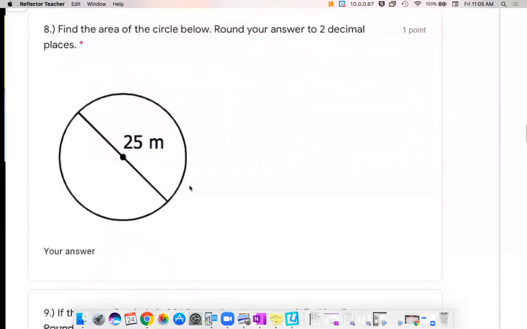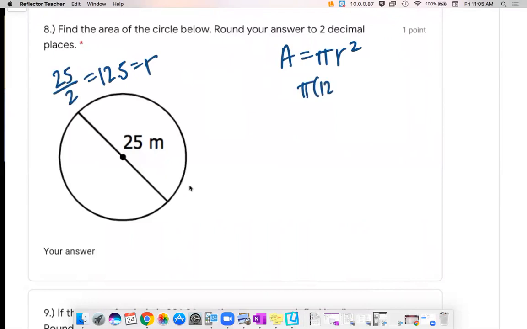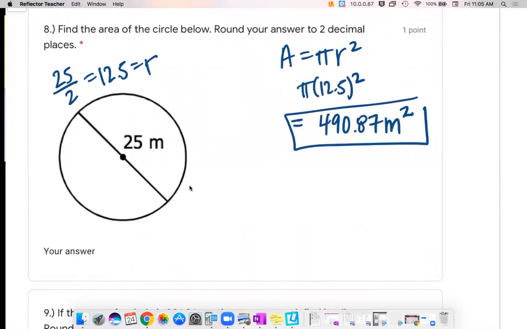Okay, this one I want you to find the area of this circle given the diameter. So you know to find the area, our formula is pi r squared. So you got to find the radius. If you take 25 divided by 2, you get your radius is 12.5. And then you just plug it in. So pi times 12.5 squared, plug that in your calculator. You guys should get 490.87 meters squared. And just make sure you round it appropriately on that one. So that should be your answer for that.